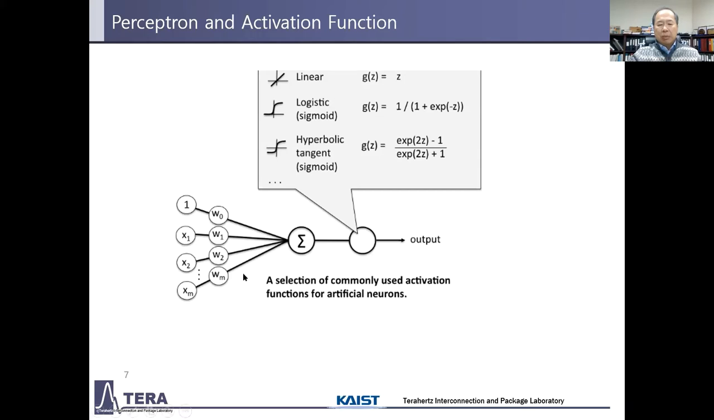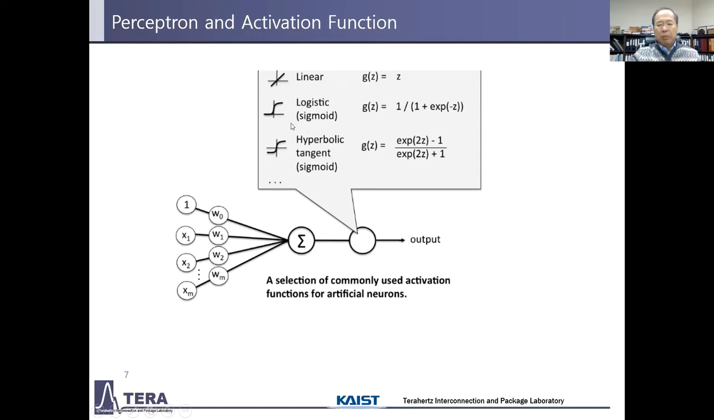Each perceptron has to have the capability of multiplication and addition. In addition, it has to calculate whether the sum exceeds a certain criterion. Mathematically, that is called an activation function, and there are many different types of activation functions. It could be a linear function, logistic function, or hyperbolic tangent function. Typically, in modern machine learning networks, we usually use the logistic function or hyperbolic functions.